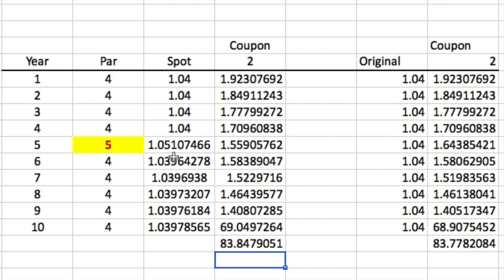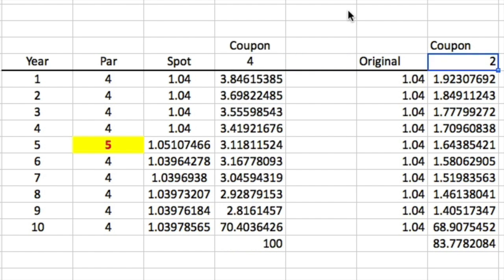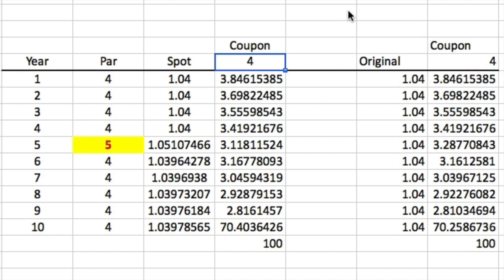Here are all the spot rates we had recalculated. And here is, using this new spot rate after we've changed, the discounting for a coupon of 2. And here is the original curve, 104, and a discounting of 2. What I want to do is put 4 in to make it the coupon at 4%.